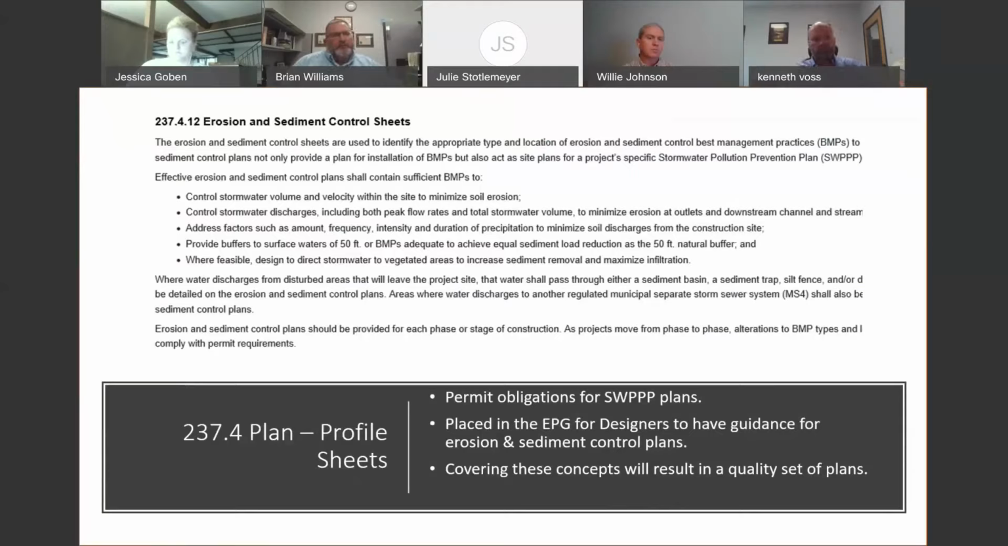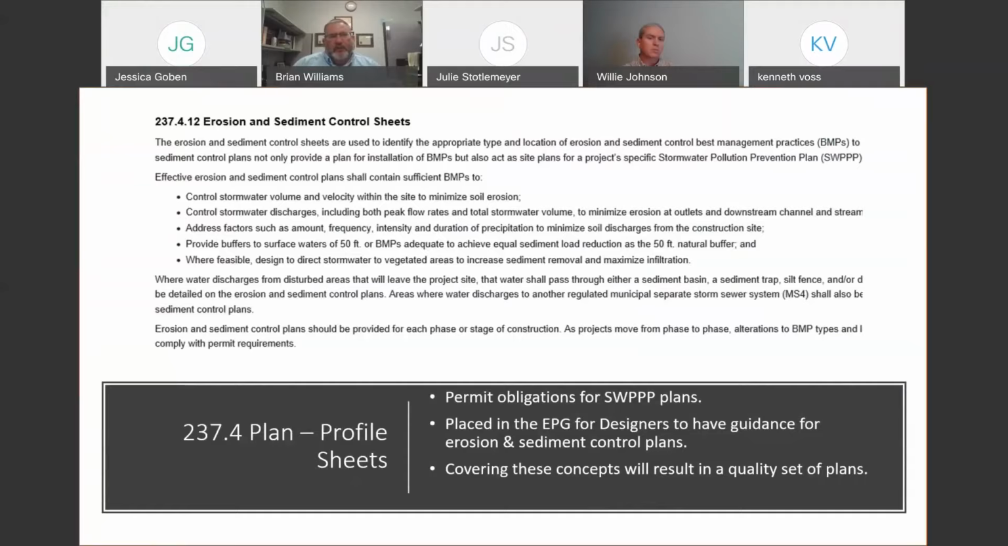237.4, plan and profile sheets. So we added a section in 237 that basically talked about what the obligations of the permit were and basically gives designers something to hold on to when it comes to designing erosion sediment control plans. What are we trying to accomplish when we're out doing that operation?